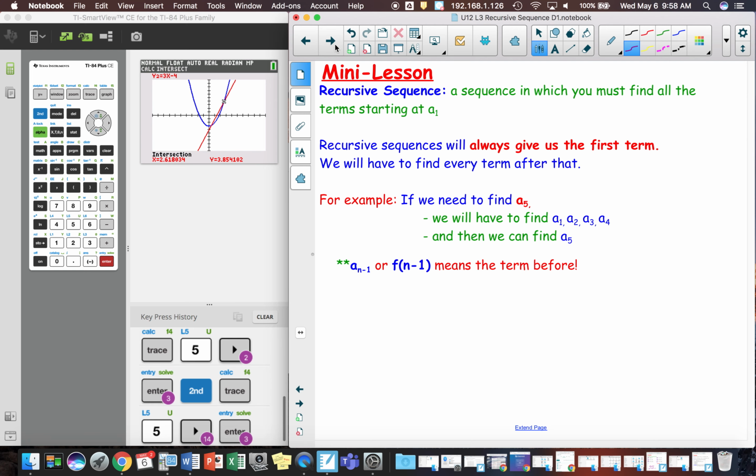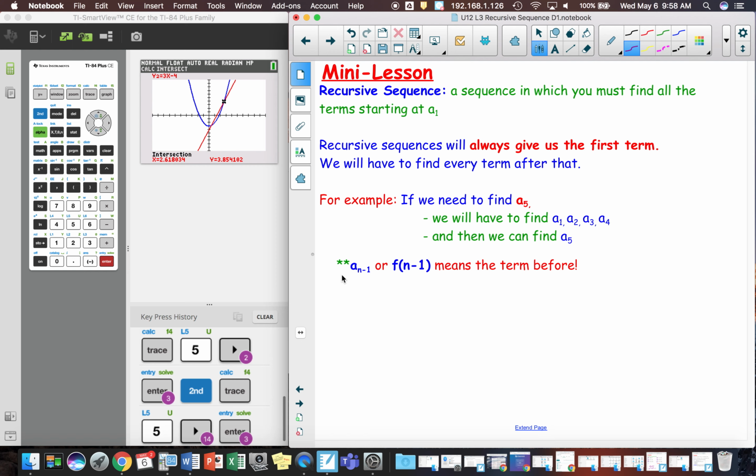Okay, moving on to recursive sequence. A recursive sequence is a sequence in which you must find all the terms starting with A sub 1. You have to find every single term before the one that you actually want to find. Recursive sequence will always give us the first term. Very important. And we'll have to find every term after that. So for example, if we need to find A sub 5, the 5th term here, we have to find A1, which is given to us, then A2, A3, and A4 in order to find A5.